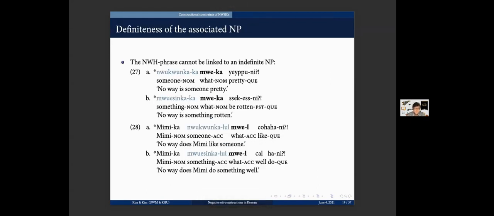And the NWH phrase cannot be associated with an indefinite NP. So in 27a, 누군가가 뭐가 예쁘니? Or 28a, here, 미미가 누군가를 뭘 좋아하니? These two sentences are ungrammatical because the WH phrase is associated with the indefinite NP here, someone and something like that.